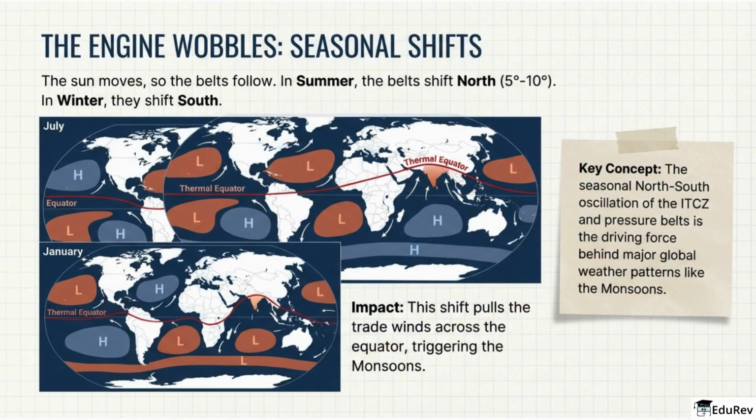Now add seasonality. Pressure belts are not fixed lines. They migrate north and south with the sun's apparent movement. In summer, they shift toward that hemisphere. In winter, they retreat. The most important shifting belt is the ITCZ. Monsoon is fundamentally about this seasonal migration of pressure belts and cross-equatorial flow. If you reduce monsoon to land heats faster, you are oversimplifying.